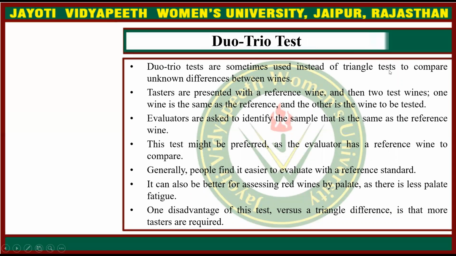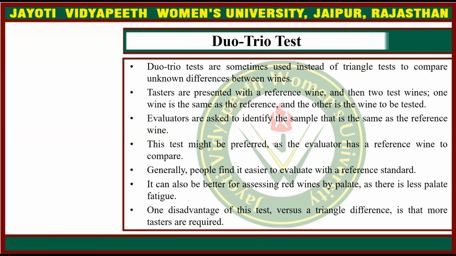Then the duo trio test. Duo trio tests are sometimes used instead of triangle tests to compare unknown differences between wines. Tasters are presented with a reference wine and then 2 test wines. One wine is the same as the reference and the other is the wine to be tested. Evaluators are asked to identify the sample that is the same as the reference wine.